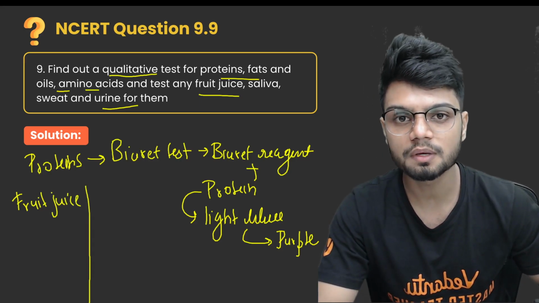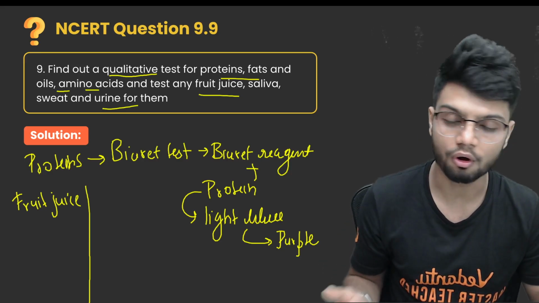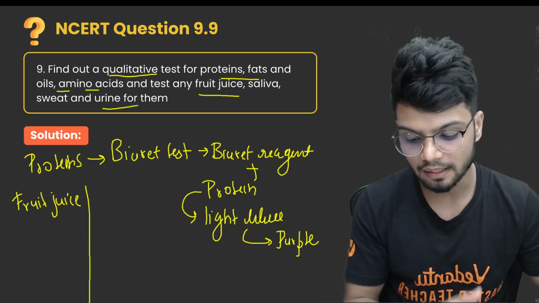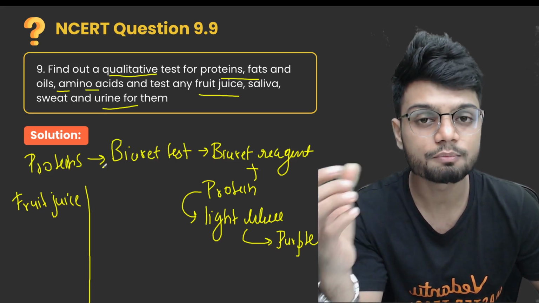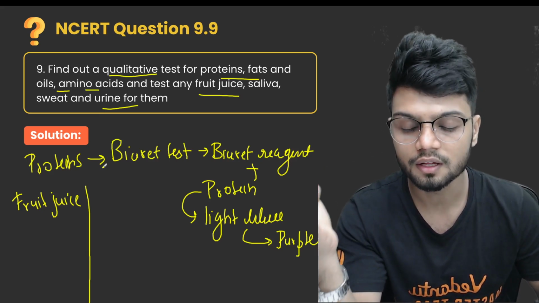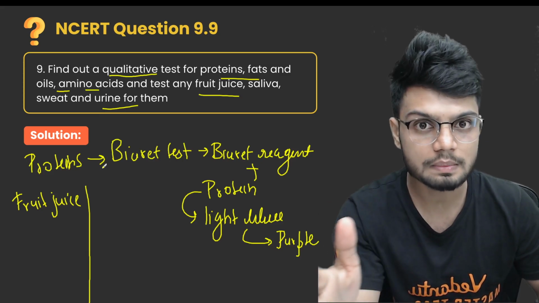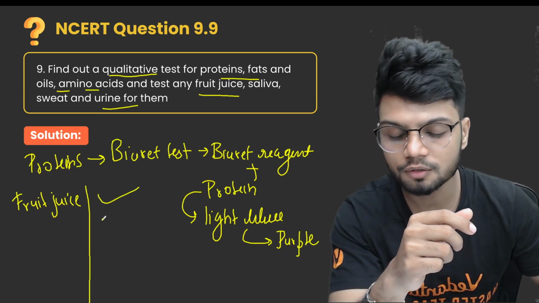All these experiments you're supposed to do at home. Since we have already done it from our side, I'll be telling you the answer. So we know fruit juices, we know fruits are rich in proteins. They're very good for health, right? Fruits are rich in proteins, vitamins, minerals. So fruit juices will have protein.